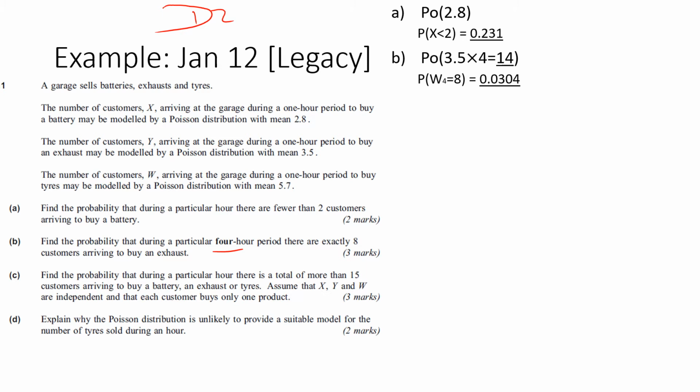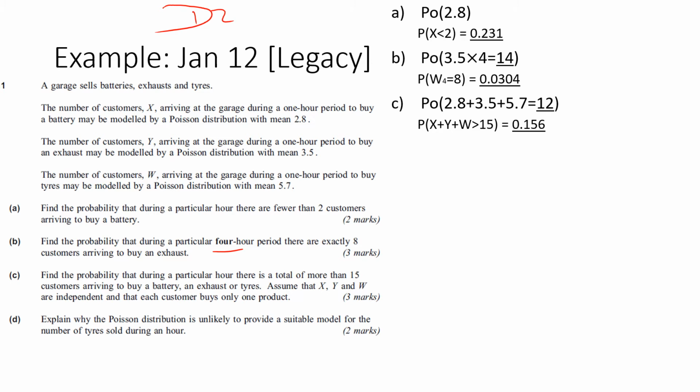Find the probability that during a particular hour there is a total of more than 15. Total, X plus Y plus Z. We need to assume that X, Y, and Z are independent for this calculation to be correct. So X plus Y plus Z for 1 hour, so no multiplication is required. 2.8 plus 3.5 plus 5.7 is 12.